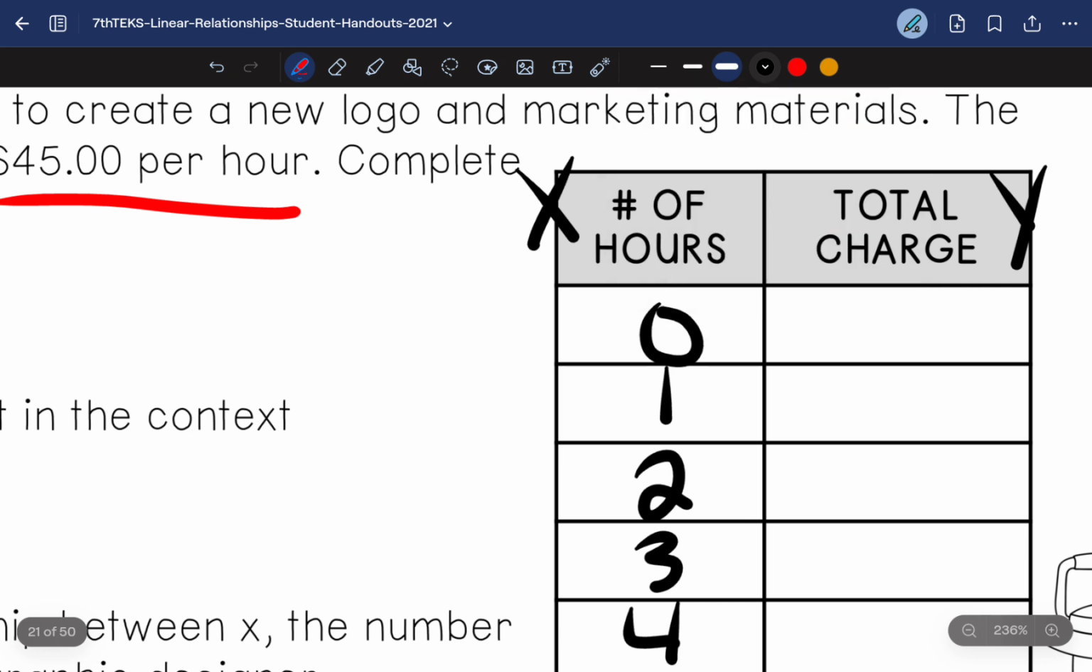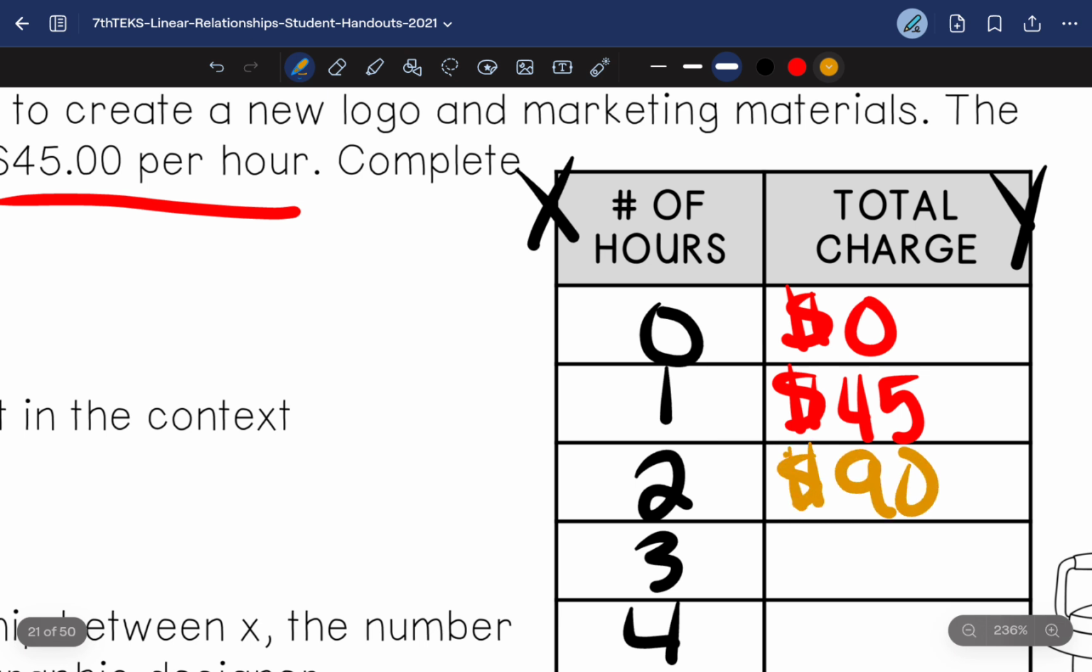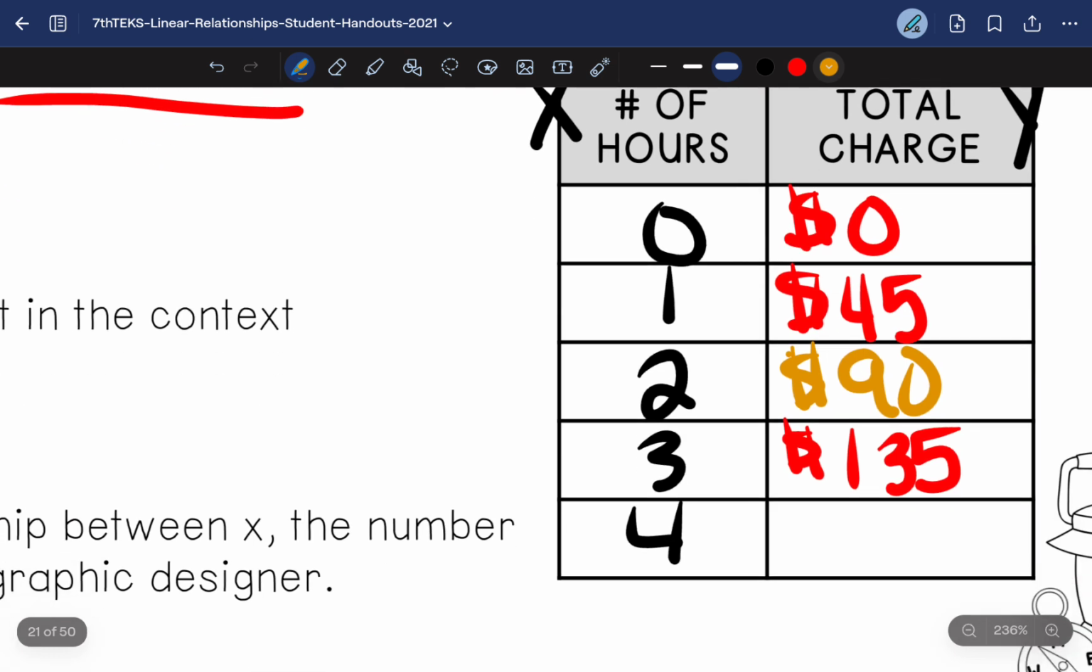So I'm going to think to myself, if the person only worked 0 hours, they're not going to charge anything because that means they haven't started yet. But then if they work 1 hour, they're going to charge $45. And then if they work 2 hours, they would charge $90. If they worked 3, they're going to charge $135. And then if they worked 4 hours, they're going to charge $180.